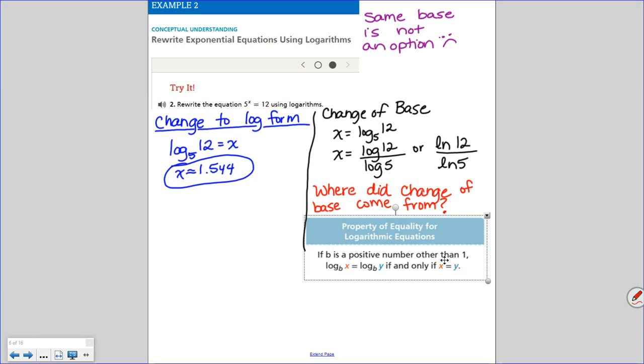So I'm going to have an equation, and instead of changing it to log form, I'm going to take the log of both sides. And that's where we'll have our change of base come in. So my original equation was 5 to the x equals 12. I'm going to take the log of both sides. So I'm going to say the log of 5 to the x equals the log of 12. And I'll apply my log properties after that.